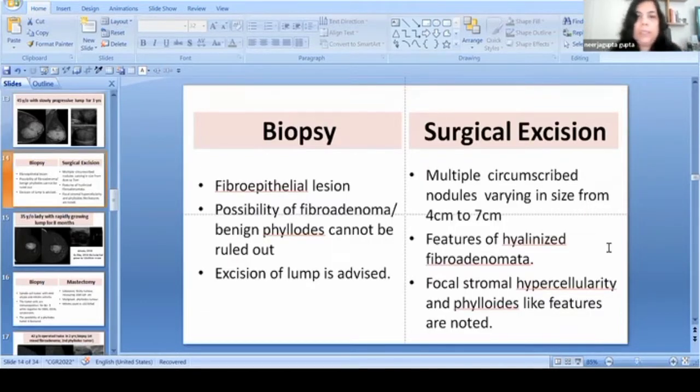And in the biopsy, it came as fibroepithelial lesion with a possibility of both fibroadenoma or benign phyllodes, and excision was advised. So the surgical excision actually showed that there were all multiple hyalinized fibroadenomas and few phyllodes-like features. So this again shows us how closely fibroadenomas and phylloides tumors, benign phylloides, are related. And the only clue in this patient towards the benign nature may be that the history was long and the progression of this lesion had been rather slow.